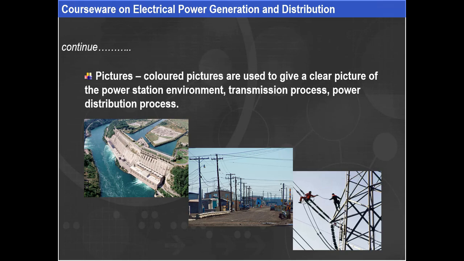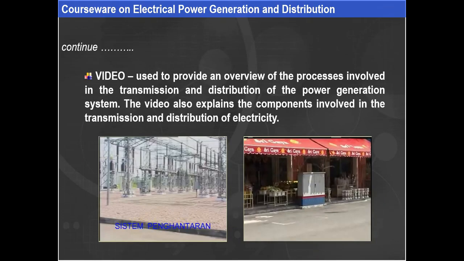Real images are used to give a clear picture of power stations, the environment, and transmission towers to the user of this courseware. Third media is video. Real recordings and real voiceover videos have been done to provide an overview of the process involved in the transmission and distribution of power generation. So it explains the components involved in the process very clearly.